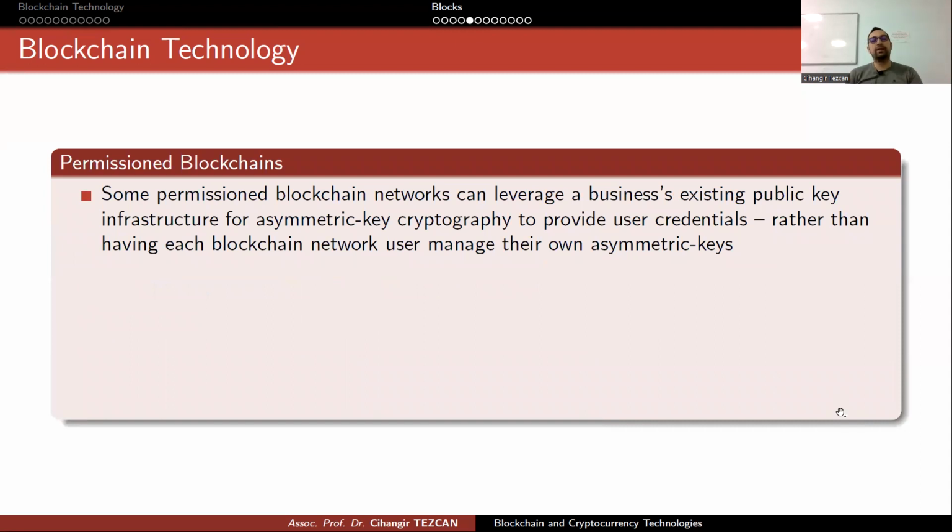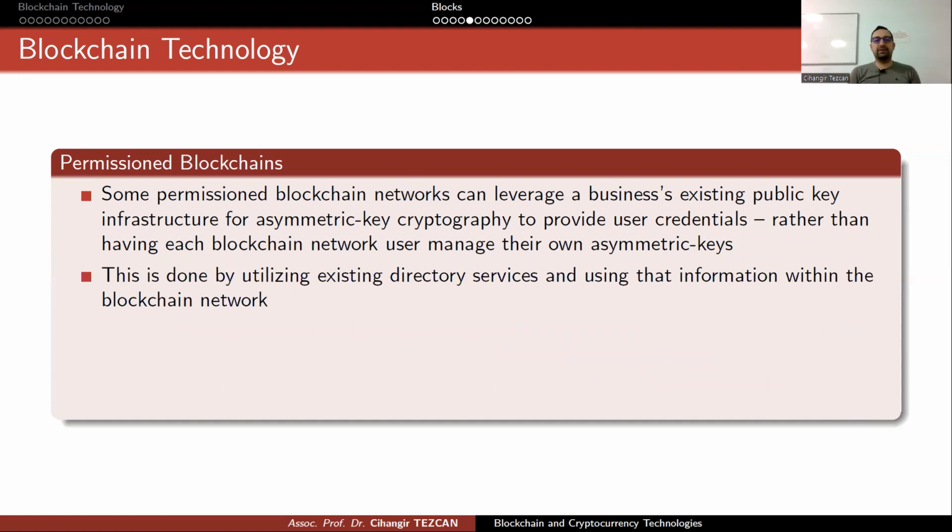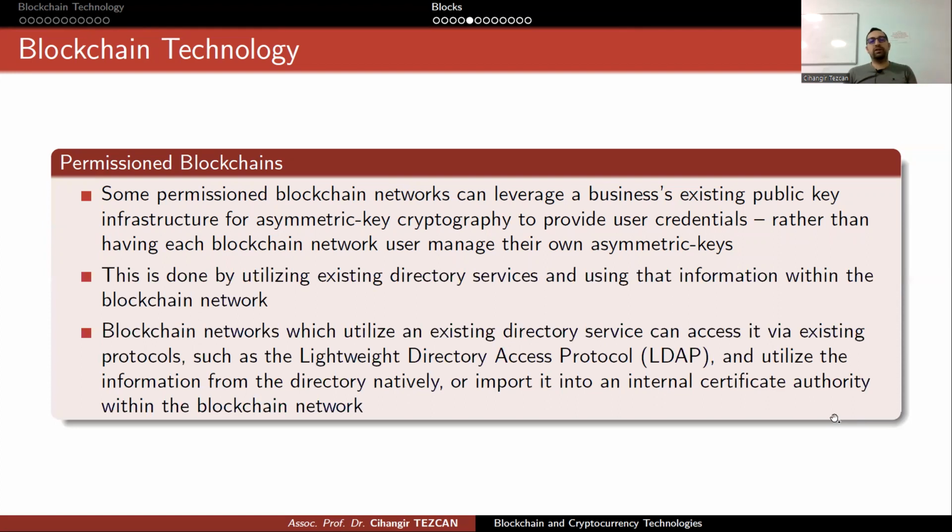Okay. Some permissioned blockchain networks can leverage a business's existing public key infrastructure for asymmetric key cryptography to provide user credentials, rather than having each blockchain network user manage their own asymmetric keys. So assume that, for instance, you are using PGP, everybody already has some public and private keys, so you can simply continue using them on the blockchain. That is what it's trying to say. This is done by utilizing existing directory services and using that information within the blockchain network. Blockchain networks which utilize an existing directory service can access it via existing protocols, such as the Lightweight Directory Access Protocol, and utilize the information from the directory natively, or import it into an internal certificate authority within the blockchain network.